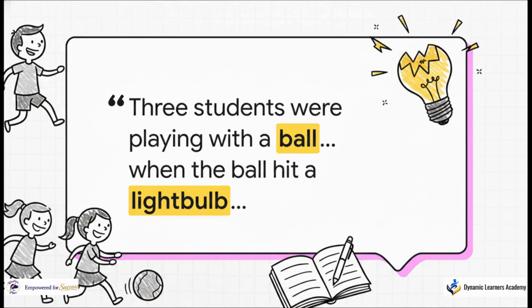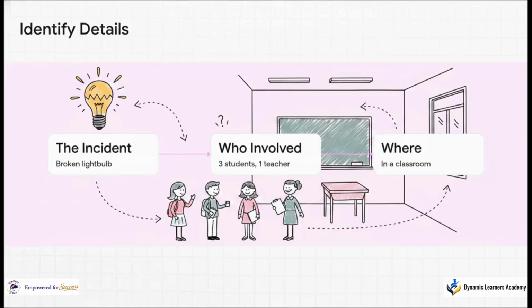3 students were playing with a ball in a classroom when the ball hit a light bulb, which broke. Write a report to your teacher about the incident. This prompt actually gives us all the clues we need. It tells us we need to include the date, the time, the place, who was involved, exactly what happened, and of course, the consequences of the incident. Let's break those clues down methodically.